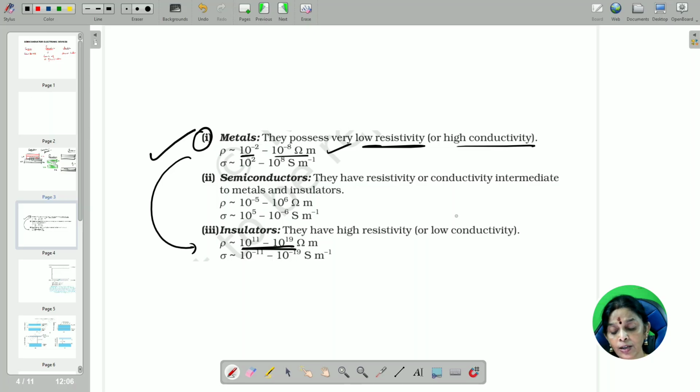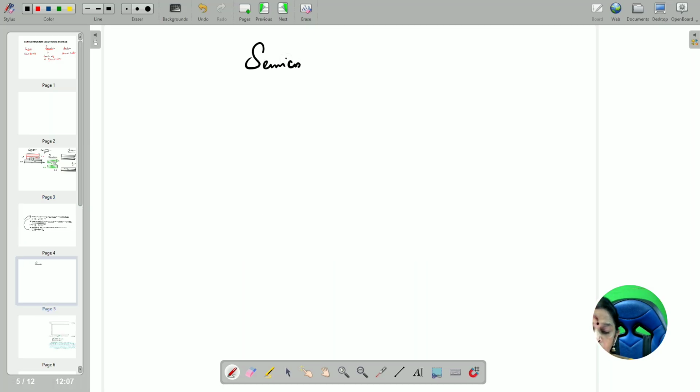But in the case of the semiconductor, it has a resistivity or conductivity intermediate to metals and insulators, that is 10 power minus 5 to 10 power 6 ohm meter. Hence, there is a chance of tuning this conductivity by means of some additional parameters. So, let us learn about the semiconductor and how to improve the conductivity. Now, give an example of a semiconductor. A semiconductor is partially conducting. An example is silicon.